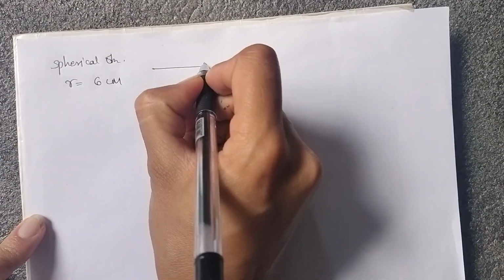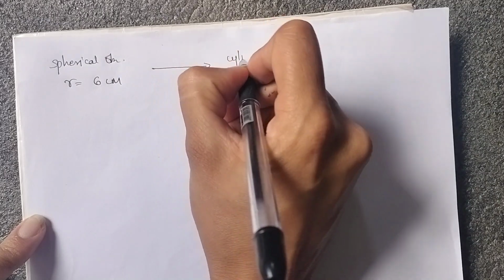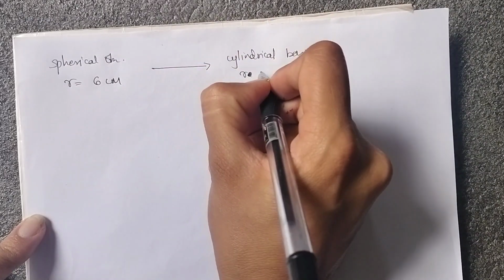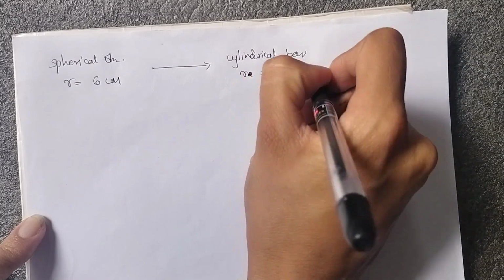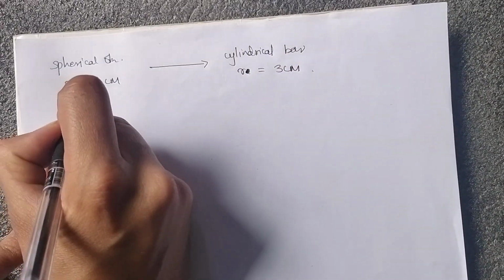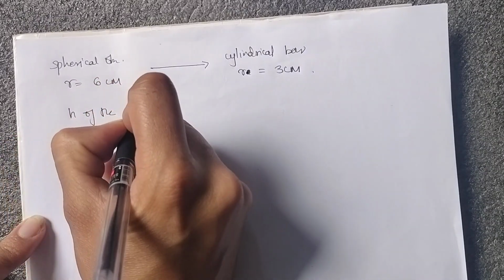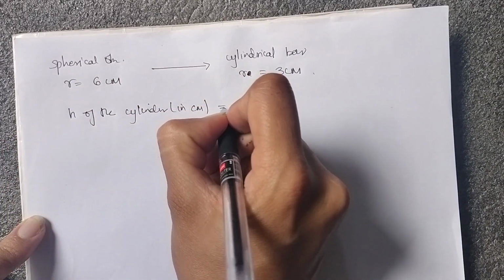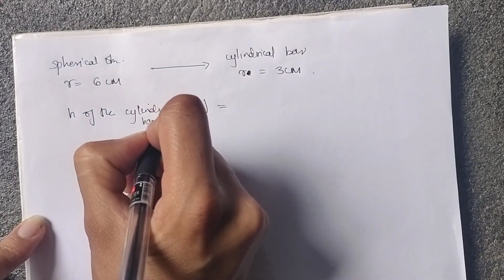So here we are given a spherical object. Radius is 6 cm and it has been melted into a cylindrical bar having radius 3 cm. And we are asked about the length of the bar, or the height of the cylinder in centimeter.